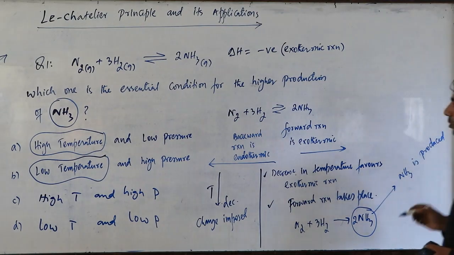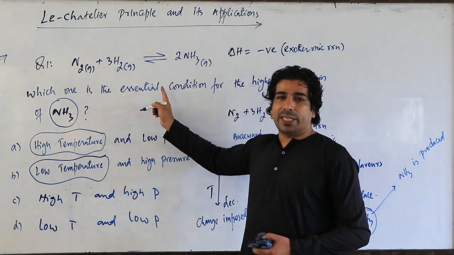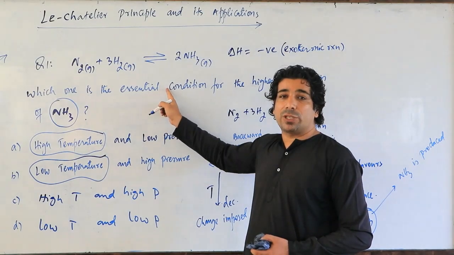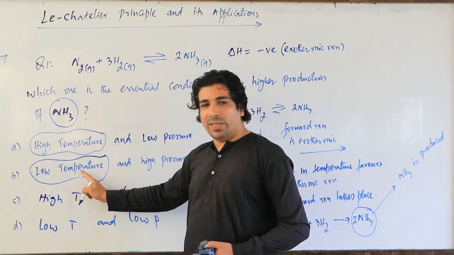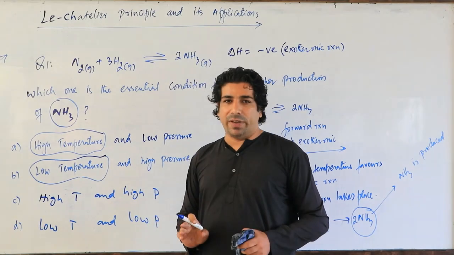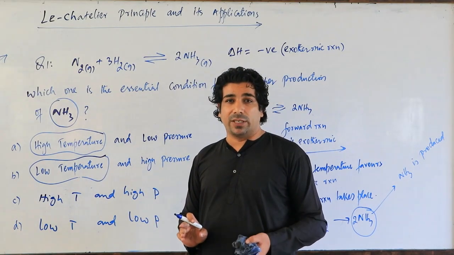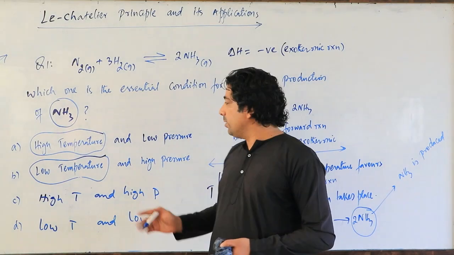And my question also tells me that what are the essential conditions which will favor the production of NH3? And obviously the low temperature is one of the factors. So we found one factor. Now we have to find out another factor also. So what is that another factor? Pressure.